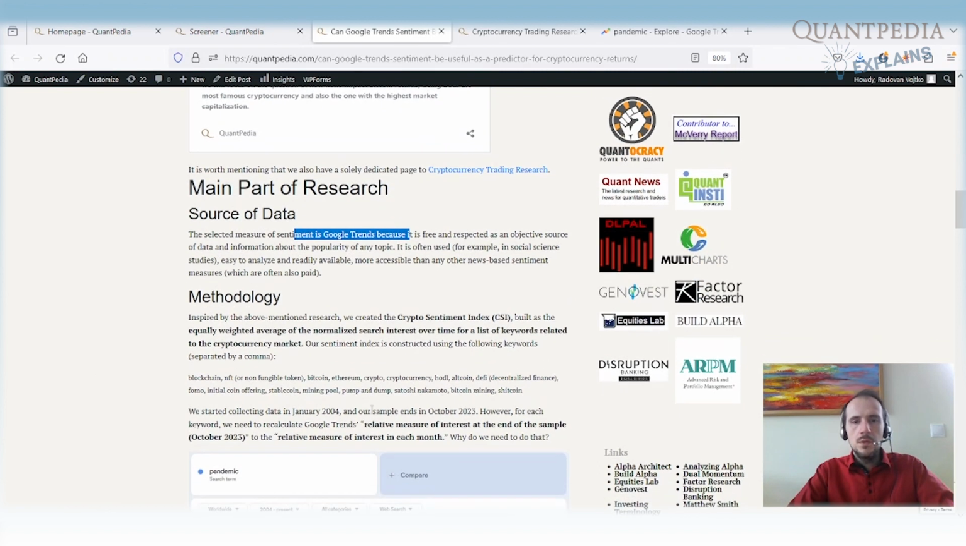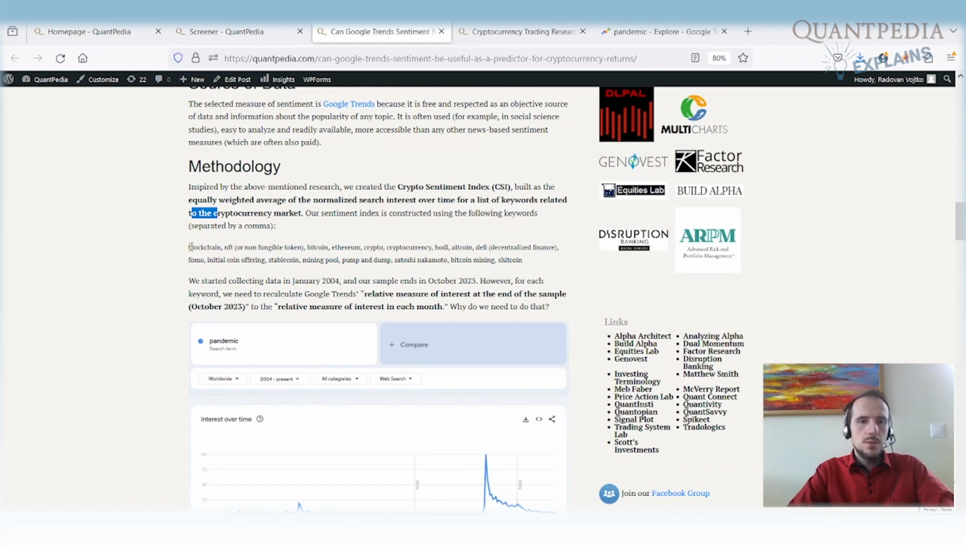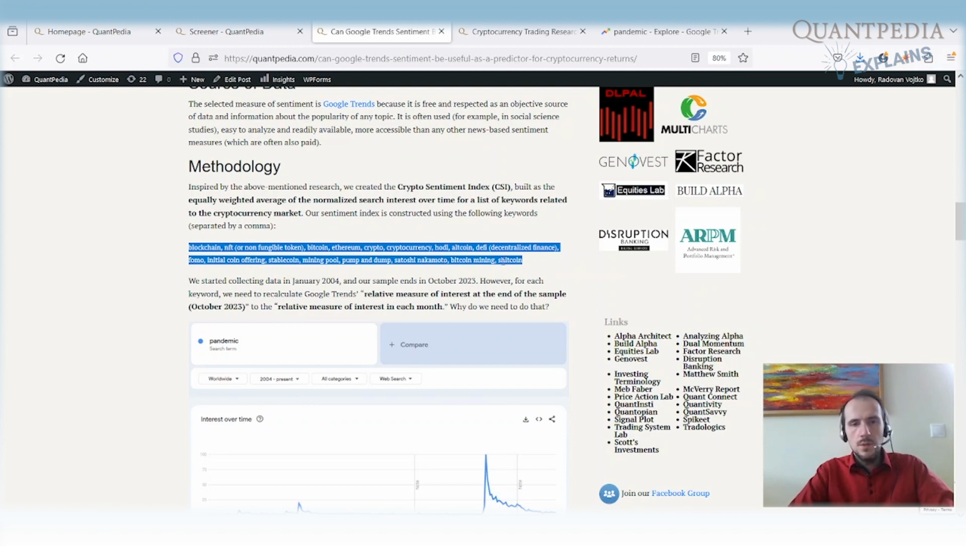We build the crypto sentiment index as an equally weighted average of the normalized search interest over a list of keywords related to the cryptocurrency market. So here is our list. The list consists of keywords that are really related to crypto trading, like blockchain, Bitcoin, Ethereum, crypto, HODL, altcoin, DeFi, FOMO, initial coin offering, stablecoin, mining pool, pump and dump, Satoshi Nakamoto, Bitcoin mining, shitcoin, etc.